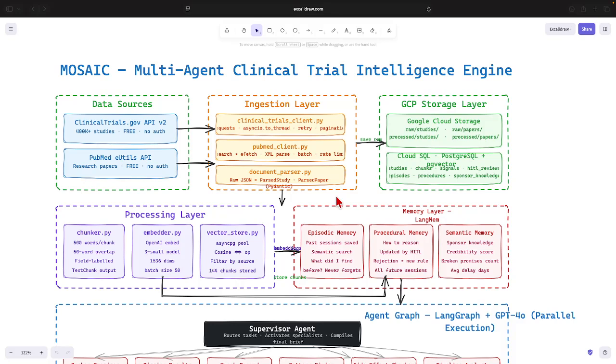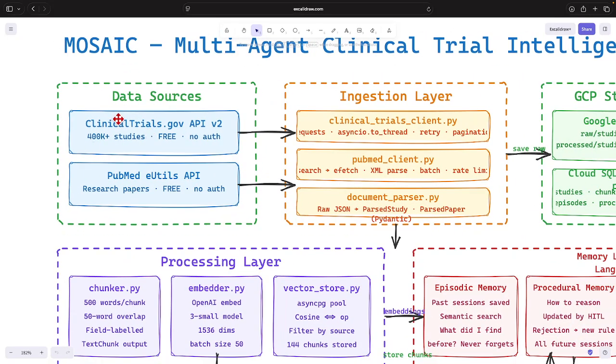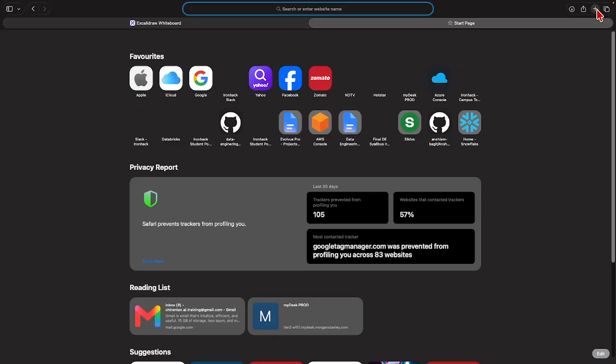But let us start block by block so that we get an idea as to what each and every block does. So try to understand everything. Firstly, it starts with the two free government databases that we're going to use. First is clinicaltrials.gov.